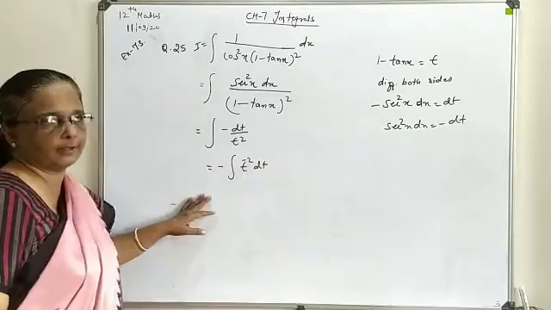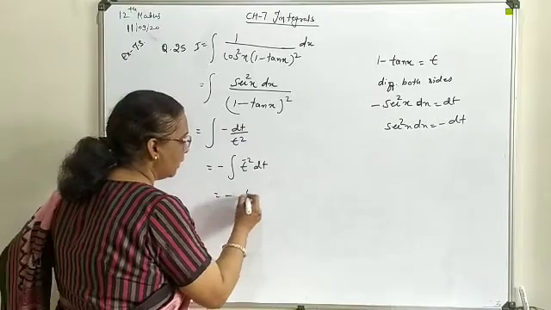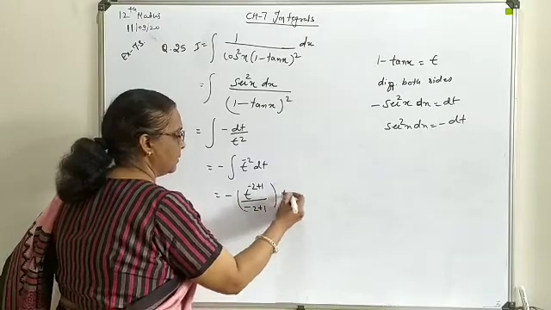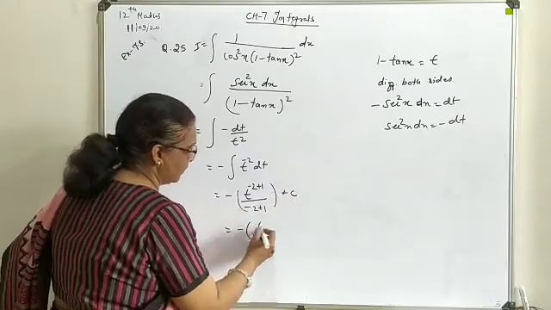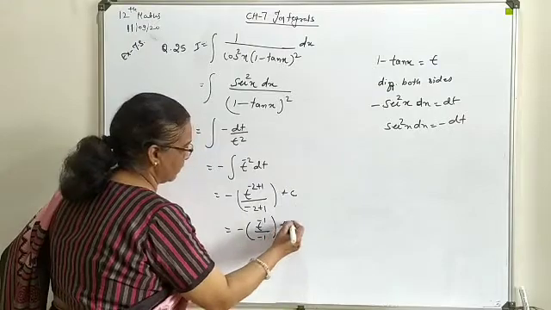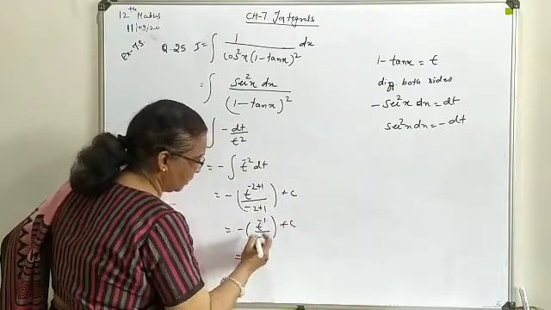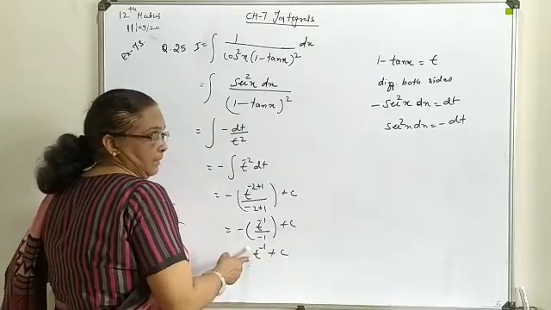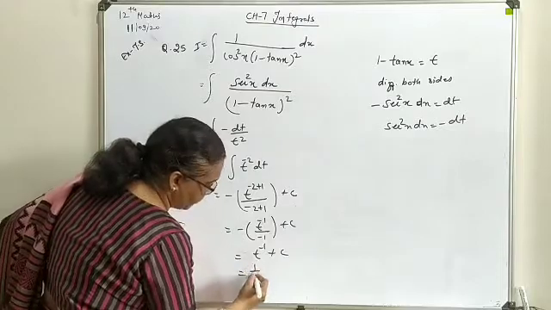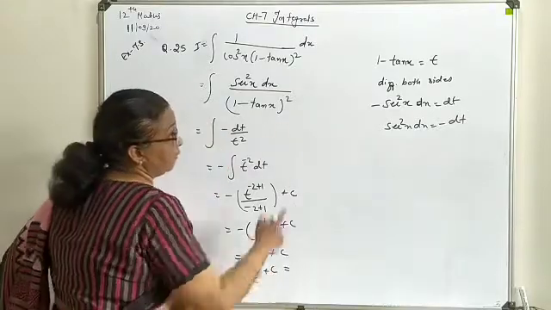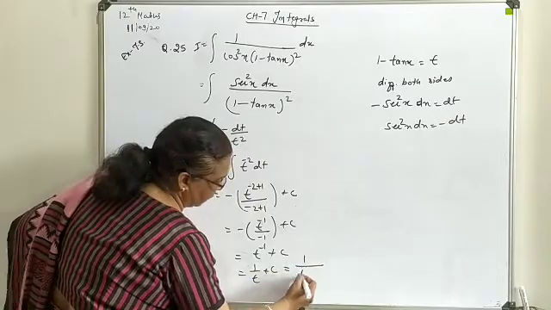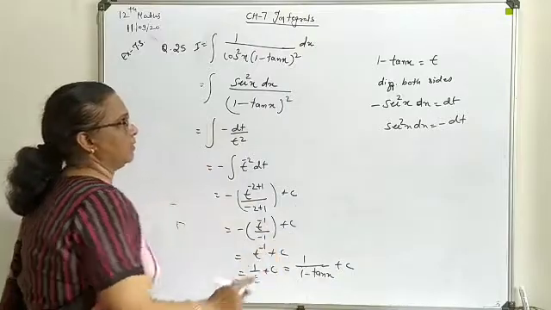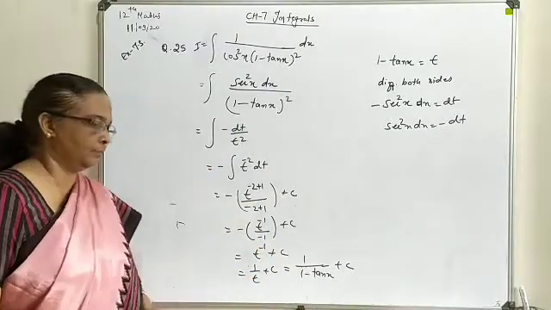Now it is available for further integration, so let it be integrated. This is t power minus 2 plus 1 upon minus 2 plus 1 plus c. This will give you minus t power minus 1 upon minus 1. This minus minus will get adjusted here, and t power minus 1 plus c will be left in your hand. This is t power minus 1, that means 1 upon t plus c. t what you have supposed in the beginning, 1 upon (1 minus tan x) plus c. So this way your answer will come out in the shortest form.